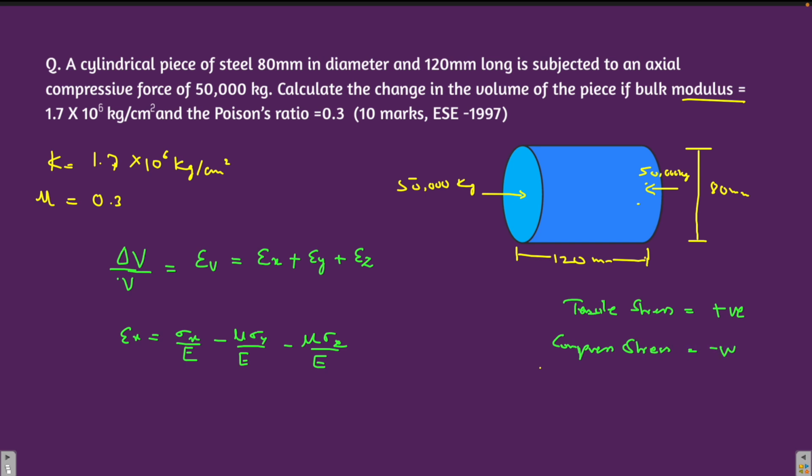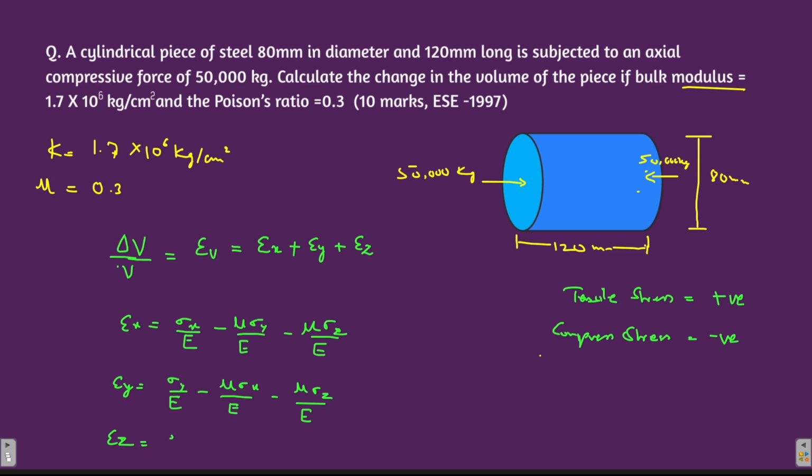So these are negative. Similarly, what is the strain in y direction? The formula for that will be strain in y direction equals sigma y by E minus mu sigma x by E minus mu sigma z by E. Now strain in z direction, similarly, what is the formula? Strain in z direction will be sigma z by E minus mu sigma x by E minus mu sigma y by E.